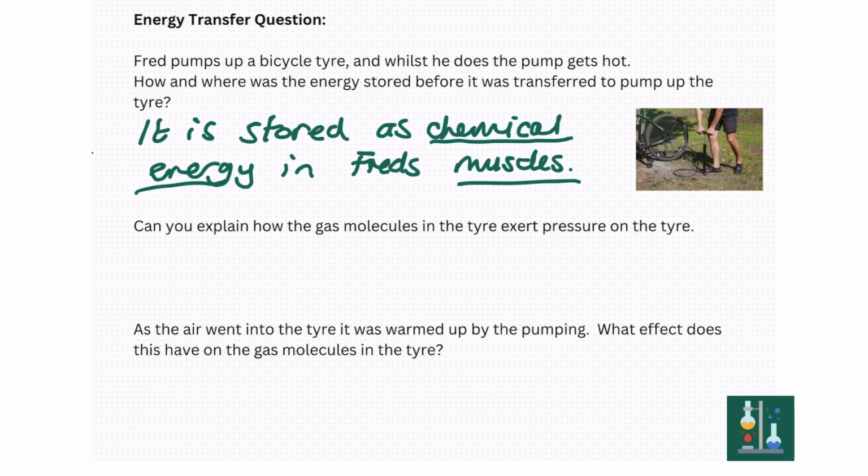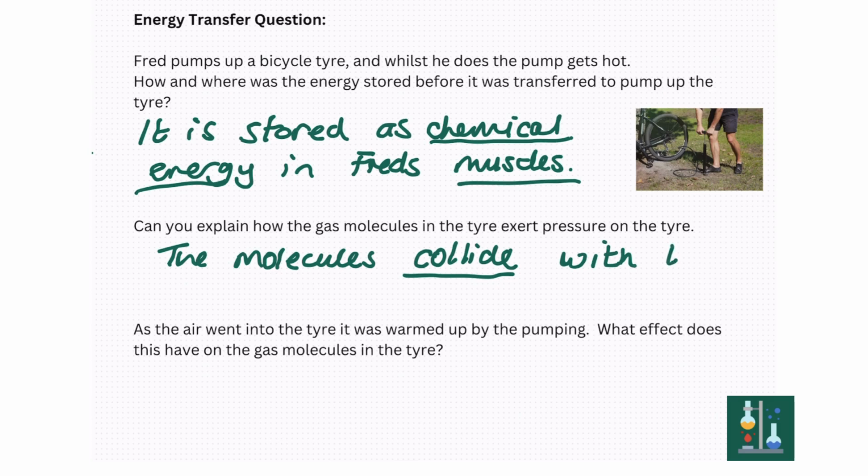Now, like with many of these questions, other topics come in, and the next bit is about pressure. So can you explain how the gas molecules in the tyre exert pressure on the tyre? And you've got to think about movement of molecules, and we know that gas molecules have a lot of energy and they move a lot, and that they will then have collisions. So very simply here, you've got to say that the molecules collide. Collide is the word we're looking for here. And because they're inside the tyre, they are going to collide with the walls of the tyre.